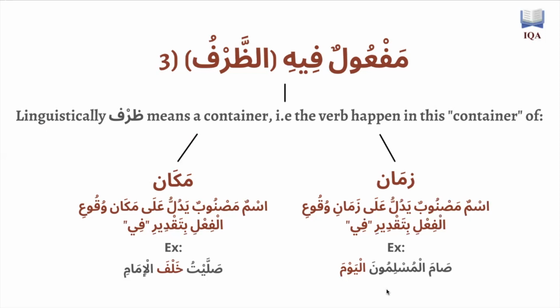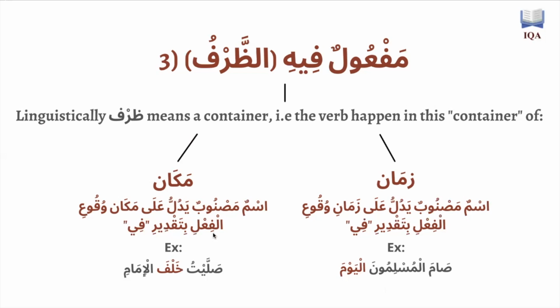Okay? If it's the ظرف المكان, it's the ism that's mansub يدل على مكان وقوع الفعل. Same exact principle, but here it's indicating the place within which the action took place. And likewise, you're going to assume that before it, there's a harf jar fi.